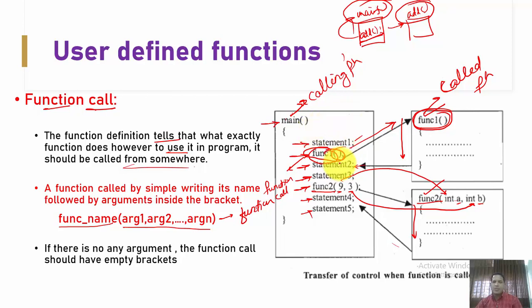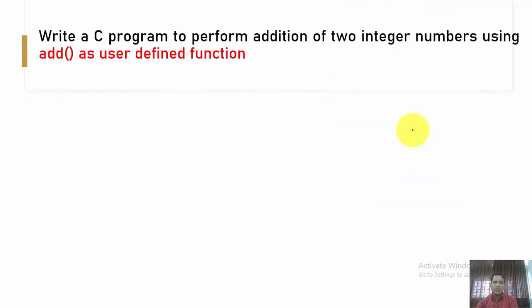So as per the requirement, we transfer the program execution from the main function to the called function, and again we come back to the main function. These are the simple and basic steps or stages present in the C programming language associated with functions. So let us consider one simple example: write a C program to perform addition of two integer numbers using add as a user defined function.